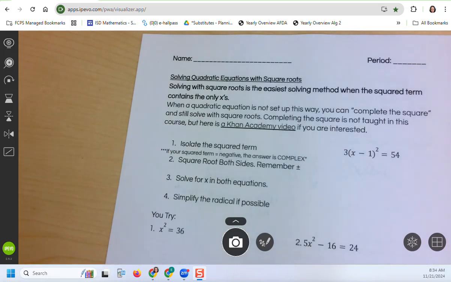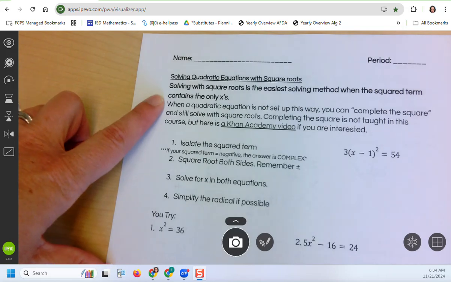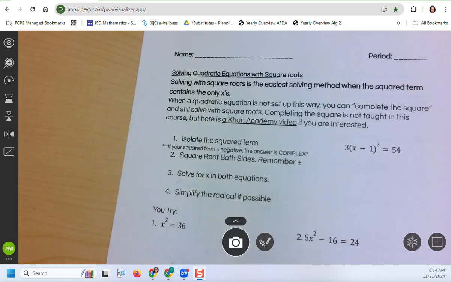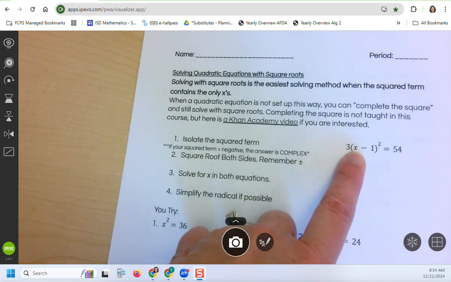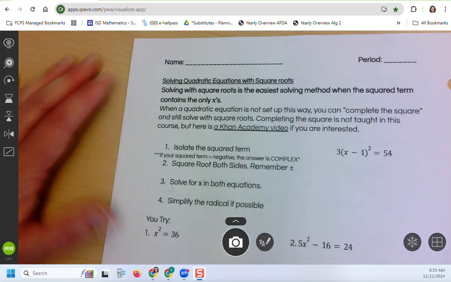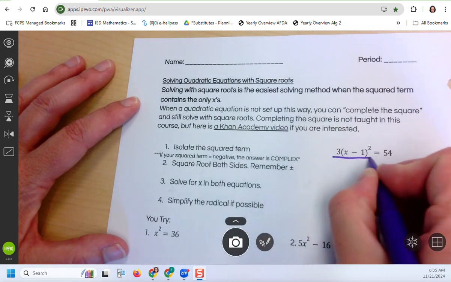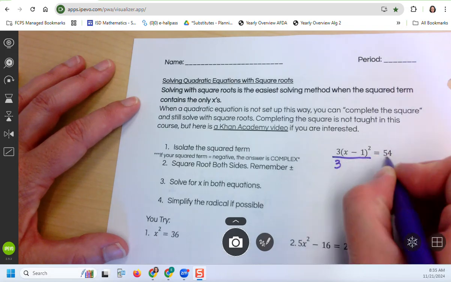All right, so we're going to use square roots to solve equations now. And you can solve with square roots when the square term contains the only x's. So if you think back to the problems that we solved by factoring, they had an x squared and they had an x, so you weren't able to solve those with square roots. Here we go. All right, so here we only have one term that's squared, and that's where our x is. And so we can isolate the squared term by dividing by 3 on both sides. This is 3 times the squared term, so we divide.